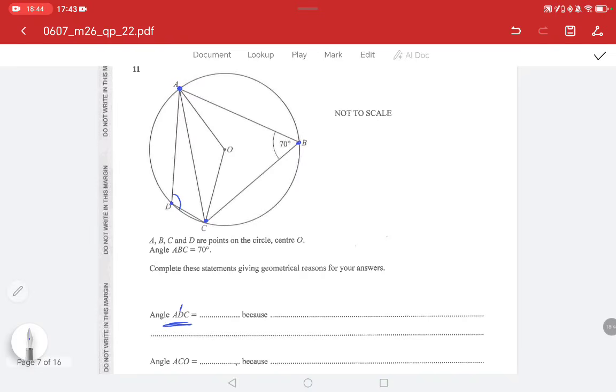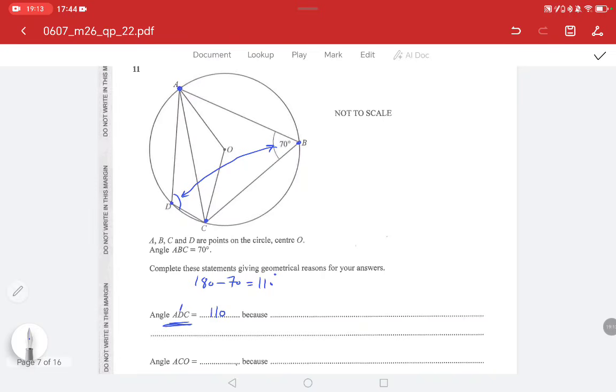So in this case, this is a cyclic quadrilateral. In this case, opposite angles add to 180. So this one, opposite to this one, both of them add to 180. So it means this one is 180 minus 70, which is 110.